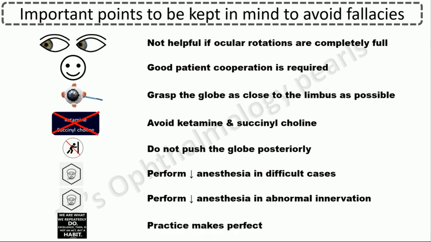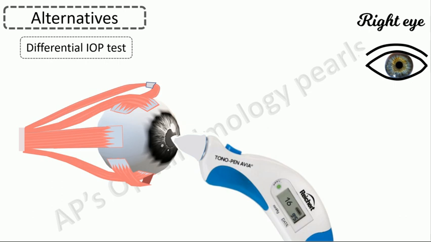The more frequently this test is used, the more skilled the examiner becomes at feeling and interpreting the results. Hence, postgraduate residents are advised to perform this test as often as possible to become proficient. There are two alternatives to the force duction and active force generation tests.